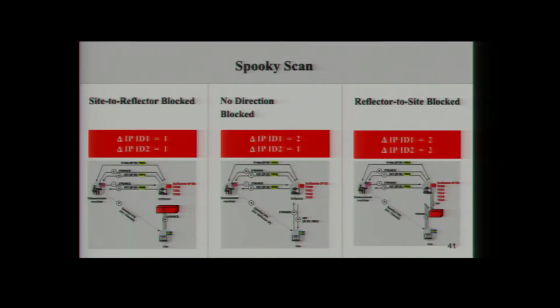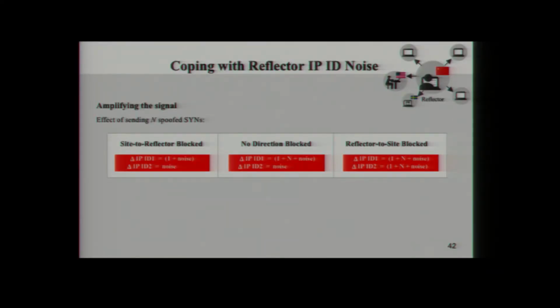So let me put this all together. In the first case, when there is a site to reflector block, the deltas are 1, 1. In the second case it is 2, 1, and in the third case it is 2, 2. And this is when nobody else is talking. But as you can see, there are 3 scenarios, and there are 3 different delta IP IDs. So it's detectable. And of course, you can say, hey, Roya, this reflector that you're using is going to talk to so many other people, so the IP ID is going to be full of noise. Yes, you're right. And for that, we can do several things. For example, we can amplify the signal. Instead of sending 1 spoofed SYN packet, we can send 10. So instead of a jump of 2, we can see a jump of 20.